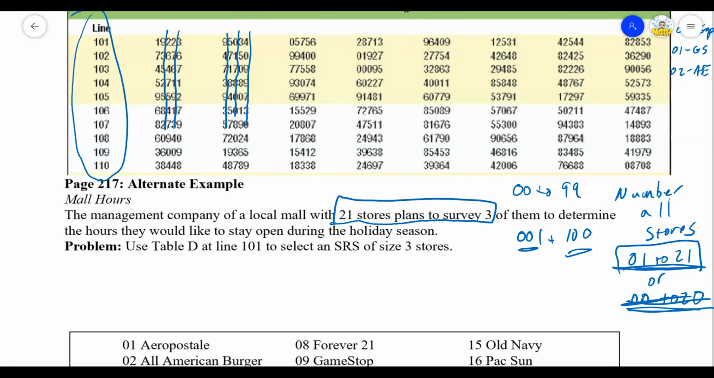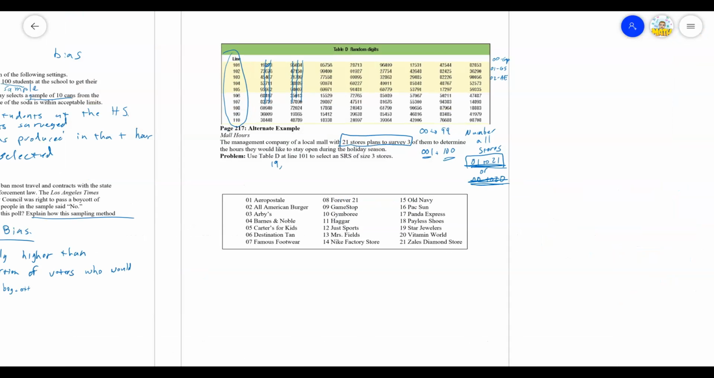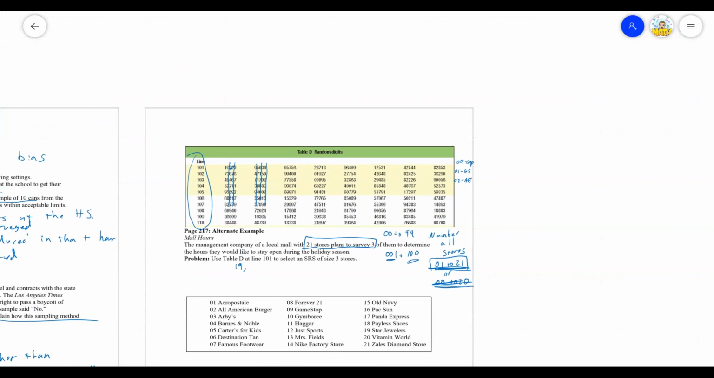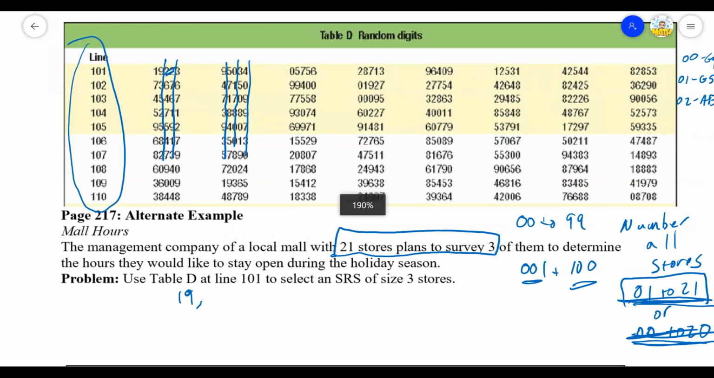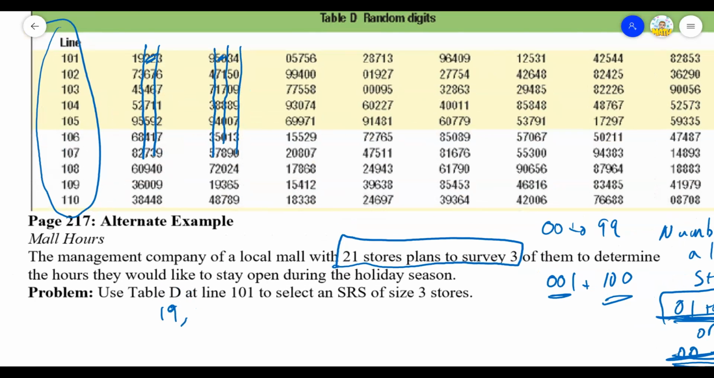So if I number them 01 through 21, then the first number that I observe is store number 19. So if store number 19 is Old Navy, then that store is going to get selected. Then the next store I see is 22. Well, 22 is not a number in our 01 through 21, so it doesn't mean anything to us. Same with 39, doesn't mean anything to us. Also, 50 does not mean anything. 34 does not mean anything.